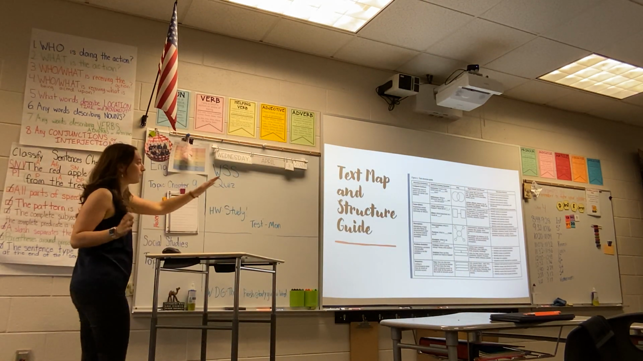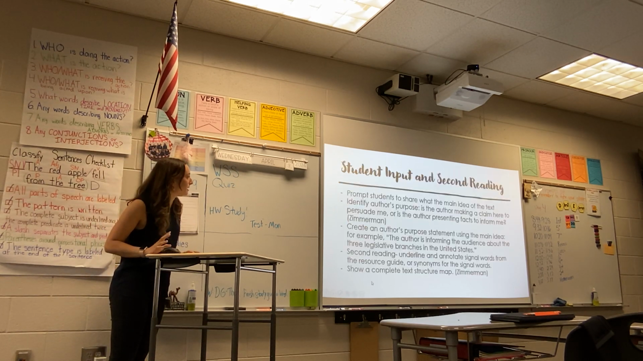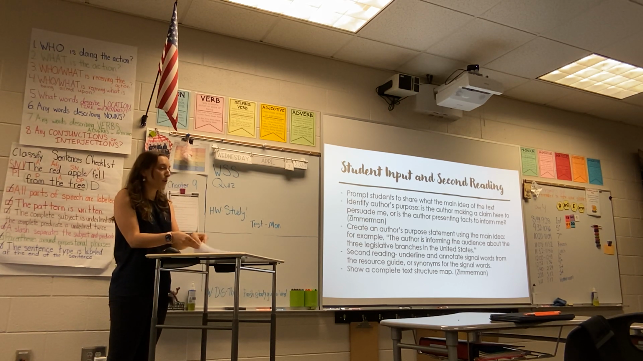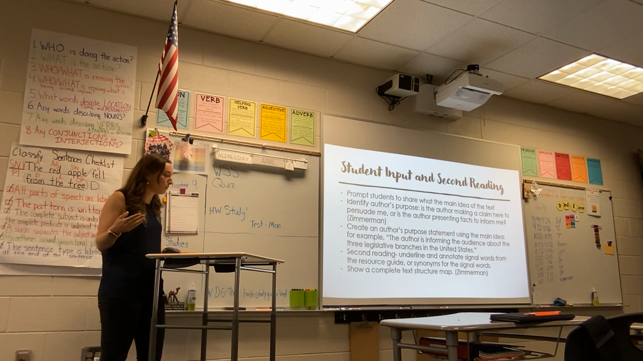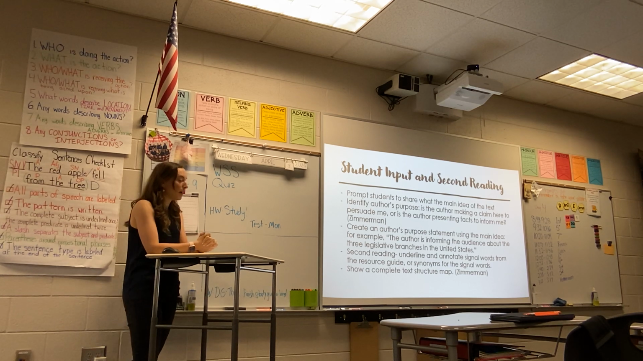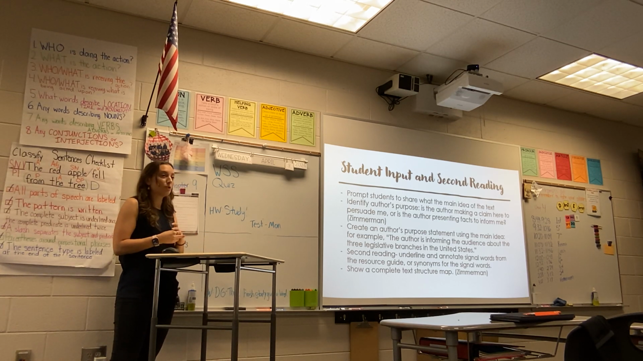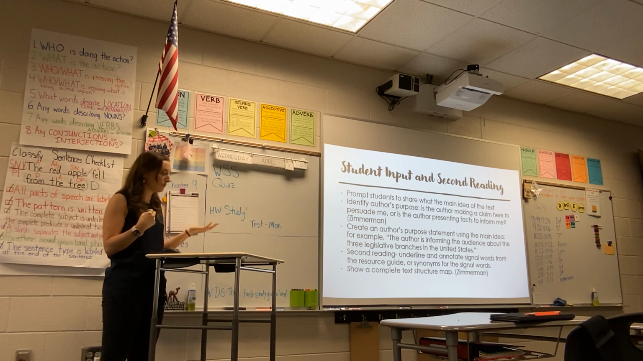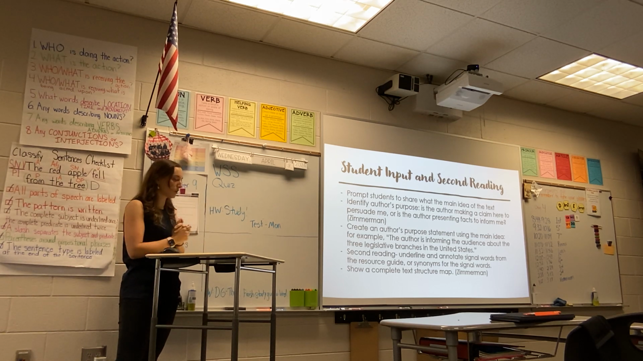And then those identifying words come into play in the next step, which is student input and a second reading. So at this point, you've already read the passage aloud with your students, and it's time for you to prompt the students to share what the main idea of the text is using the resource guide. You may also want to verbalize how the students would go about finding the author's purpose by asking out loud, is the author trying to inform me, persuade me, or presenting facts to inform me, to kind of identify those three different structures. Then you'll want to create an author's purpose using that main idea that the students have put together.